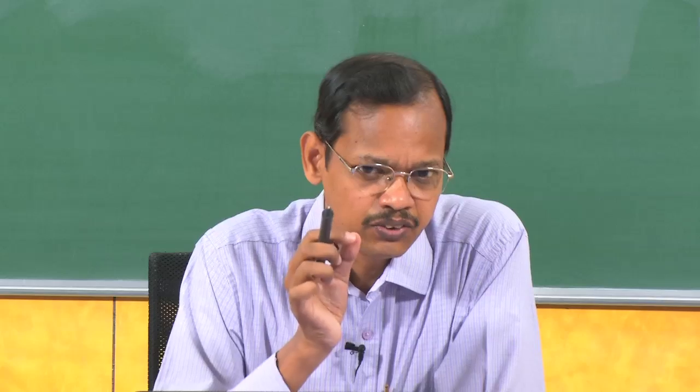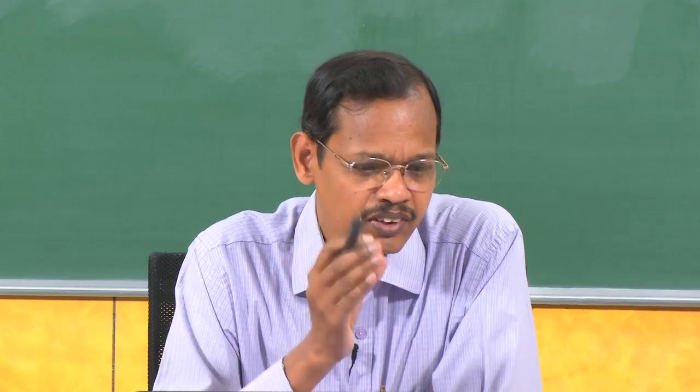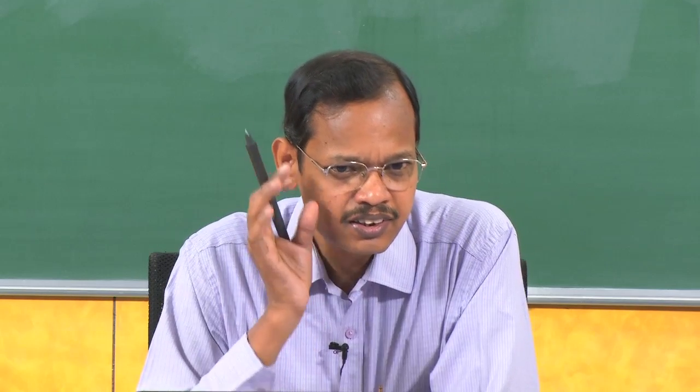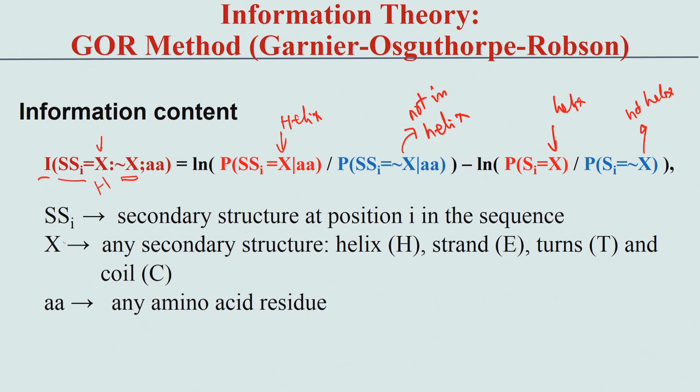So, for any residue with any particular secondary structure, they use the information on whether that residue prefers to be in a particular secondary structure over the other secondary structures, as well as that secondary structure over others. So, here you can see this S_i is the secondary structure at position i in the sequence, and X is any secondary structure; they can do it for 4 different secondary structures, helix, strand, coil and turns, and AA stands for any amino acid residue. You can use this equation to get the preference of any residue.